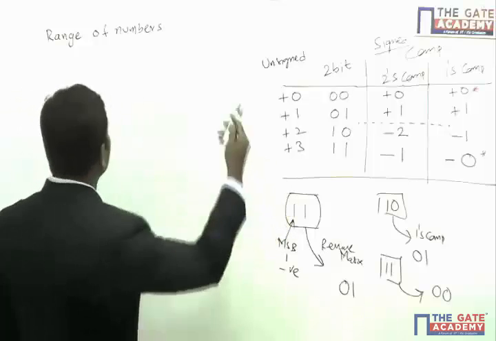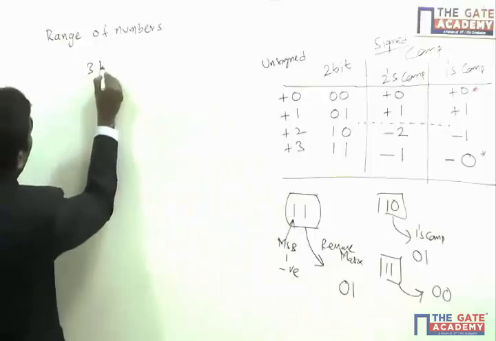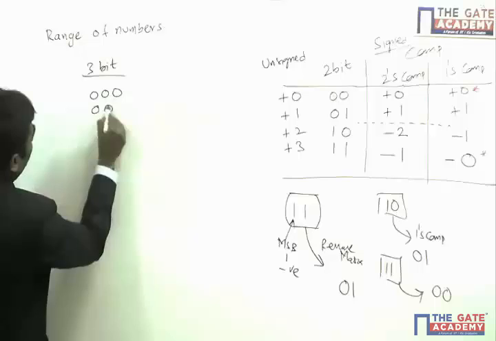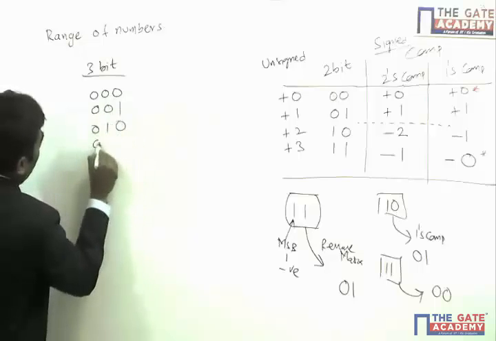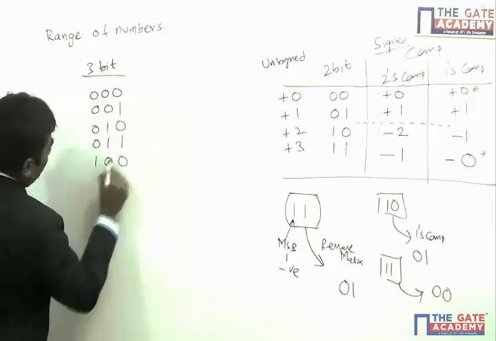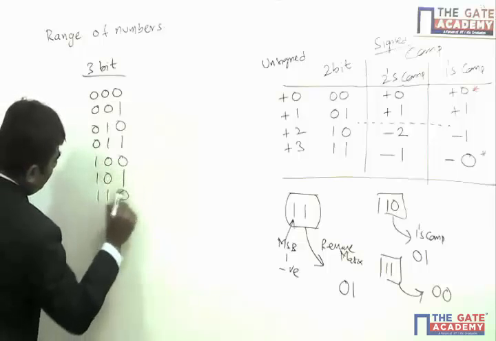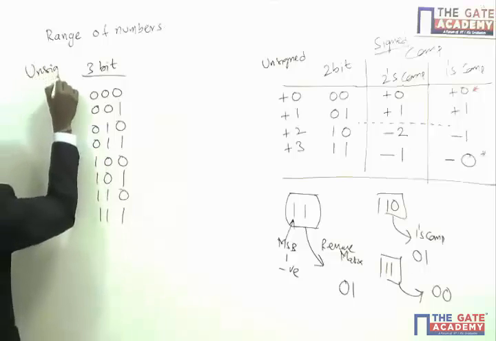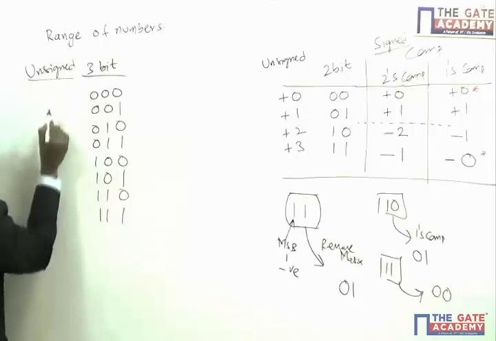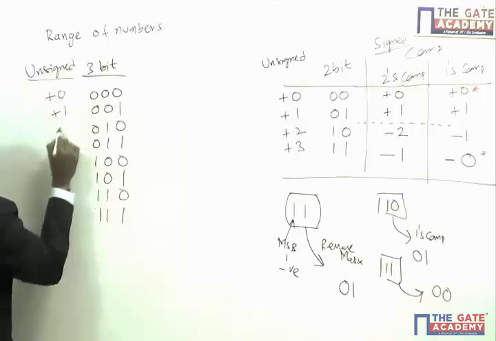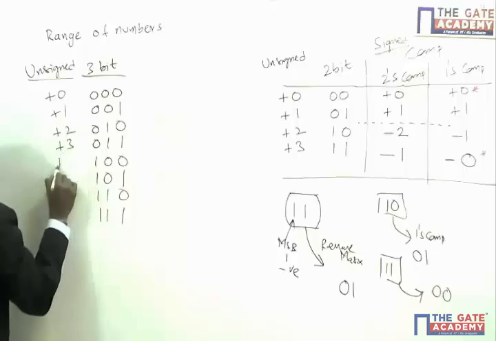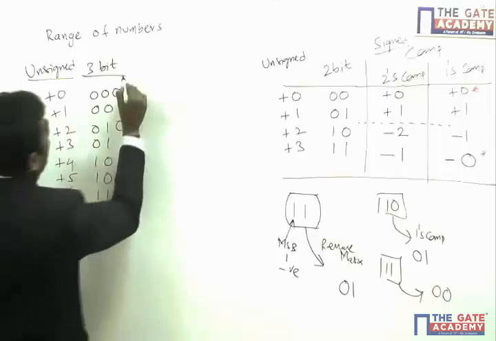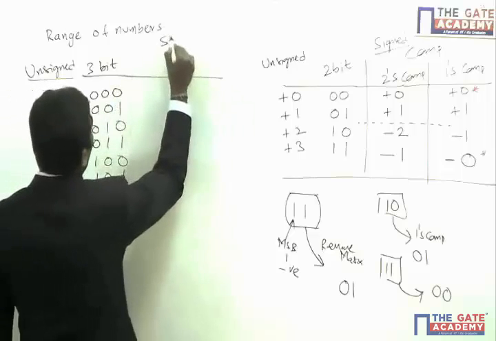Right, going ahead with 3-bit combinations. So 3-bit: 0 0 0, 0 0 1, 0 1 0, 0 1 1, 1 0 0, 1 0 1, 1 1 0, 1 1 1. Okay, first let us write the unsigned representation. So it is plus 0, plus 1, plus 2, plus 3, plus 4, plus 5, plus 6, and plus 7. Now on the other hand, we have signed representation.